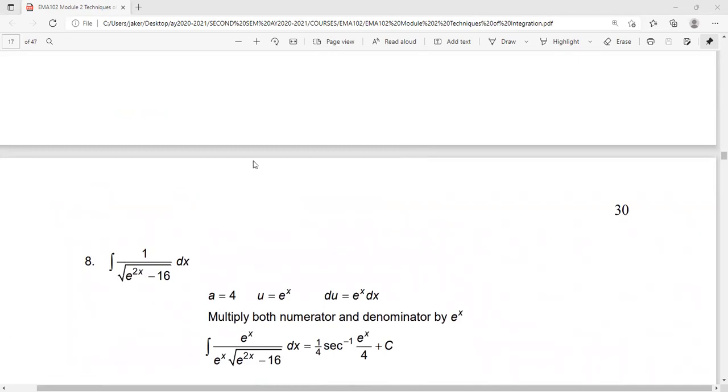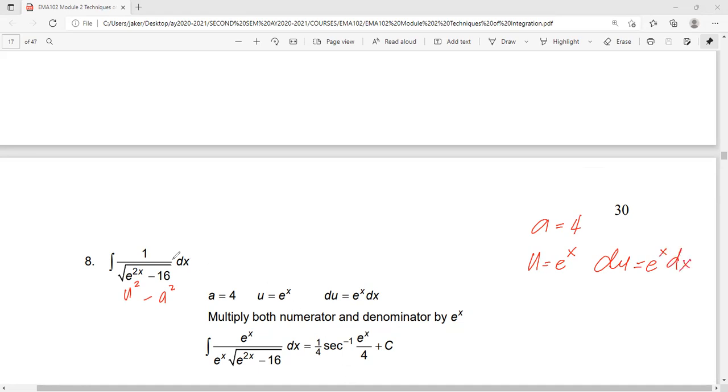Now this one is for the arc secant. You're not yet sure whether this is an arc secant, so you have to check. So here you have u squared. So u then must be e raised to x only, because this must be u squared minus a squared. So your a is 4. Now the du, if your u is e raised to x, is e raised to x dx.